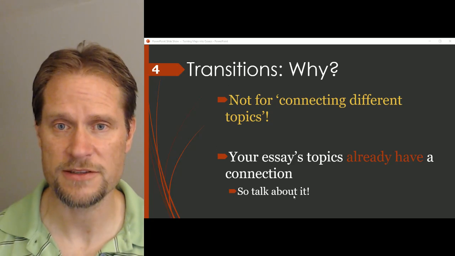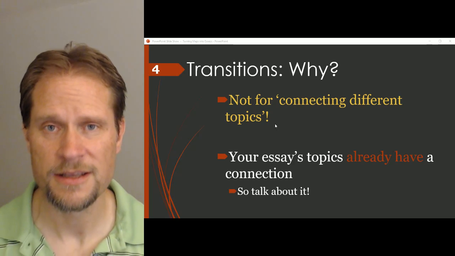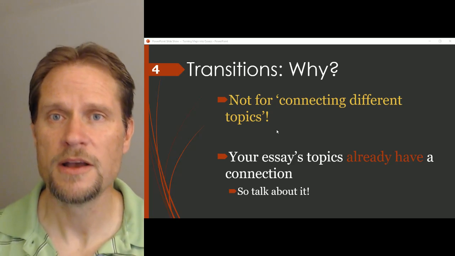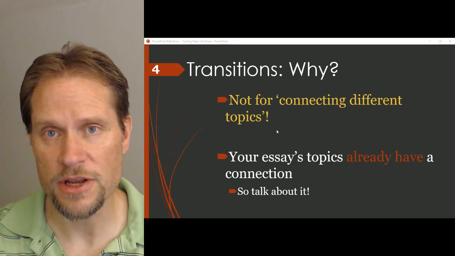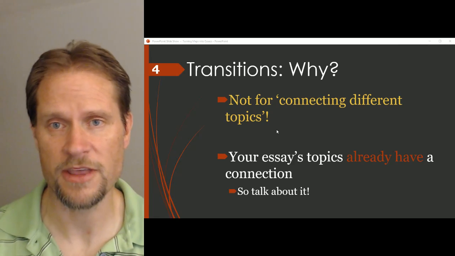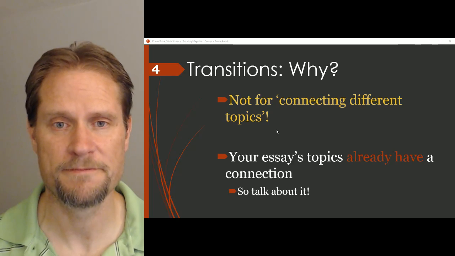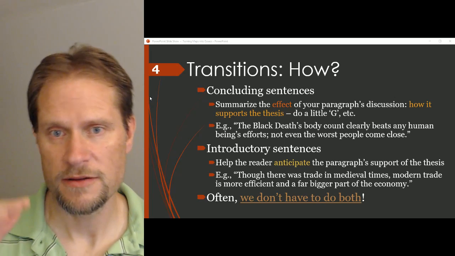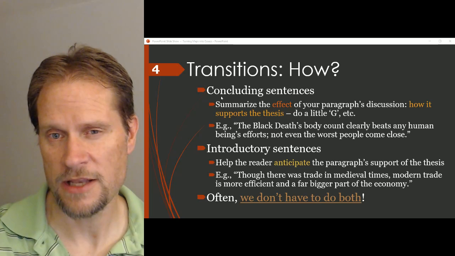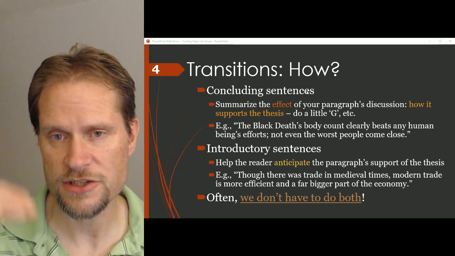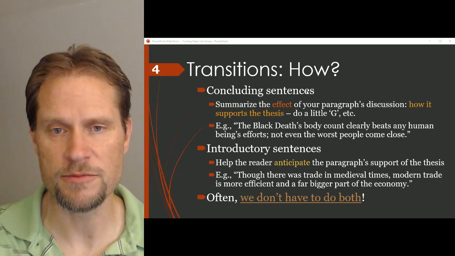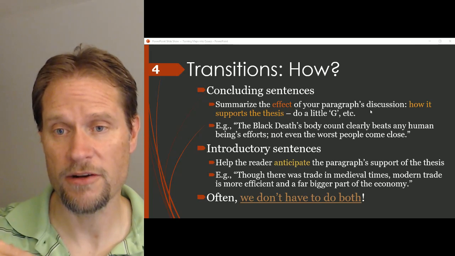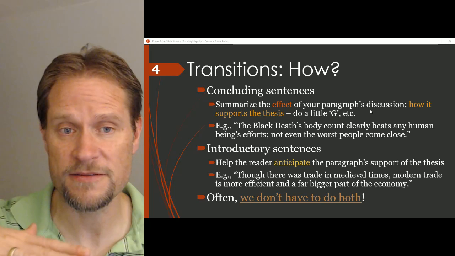So talk about that stuff. Don't invent some artificial connection between two topics in your paper. Revisit the real connection, the real reason both of those two topics are there: the thesis statement. Okay? When you're doing those transitions, and you're thinking about a concluding sentence, so you've finished off a branch and you're trying to wrap it up before you move on to the next thing, you want to summarize the effect of that paragraph's discussion. You want to summarize the effect of that branch.